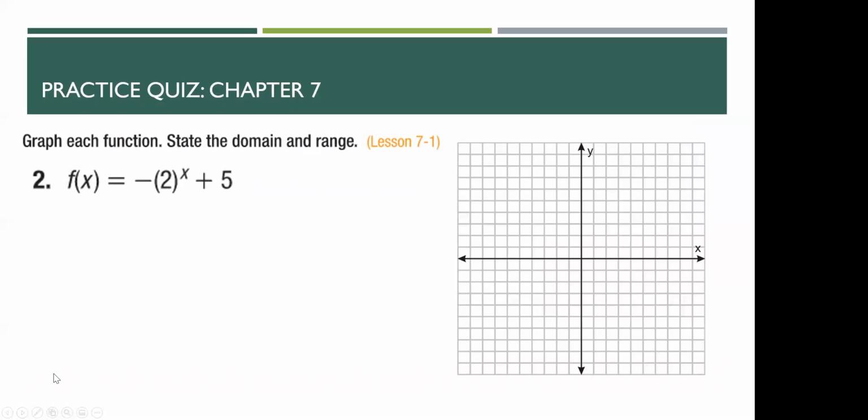All right, so the first problem says to graph each function, and then to state the domain and the range, okay? So what we want to do is pick values where we'll get a general idea of what the function is going to look like. So we're going to start off with our x and f of x.